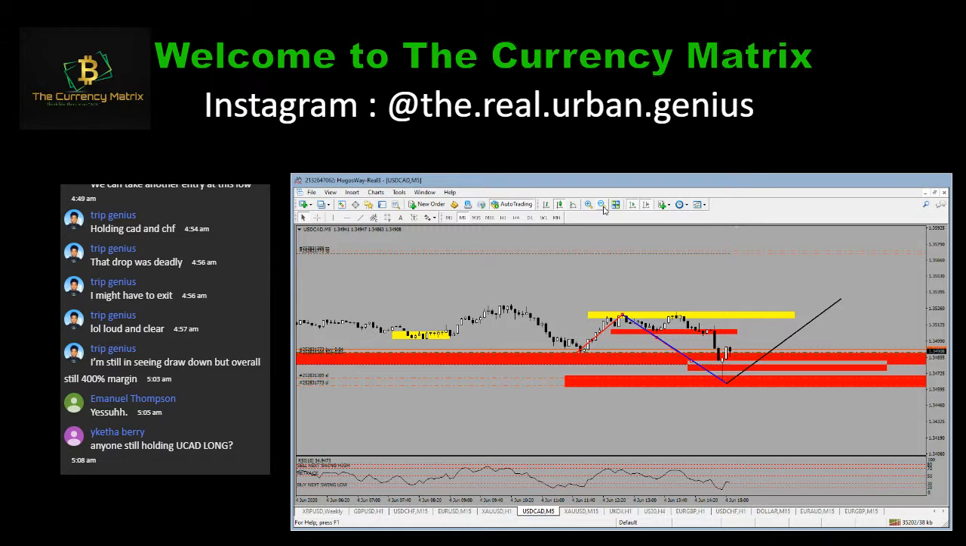We know NFP is within 30 minutes from now. So we know the market's going to be volatile. So we have to make sure we do not over risk, because once we do over risk, we're sitting in the market's hands. Once you over risk, you've already given your account to the market.